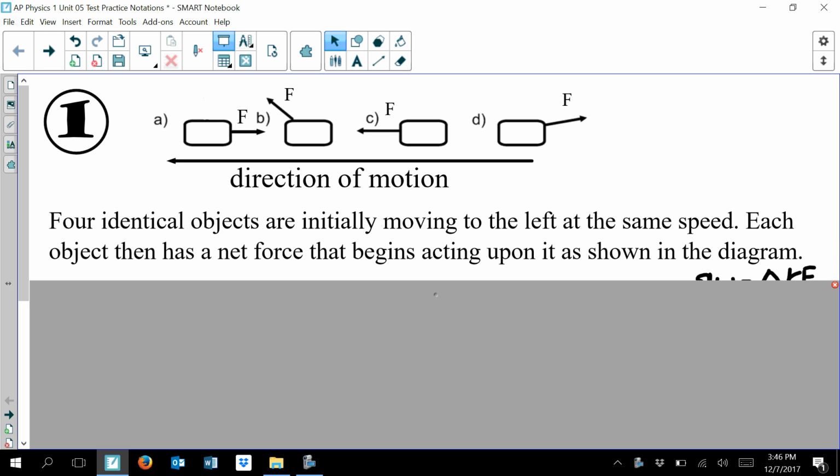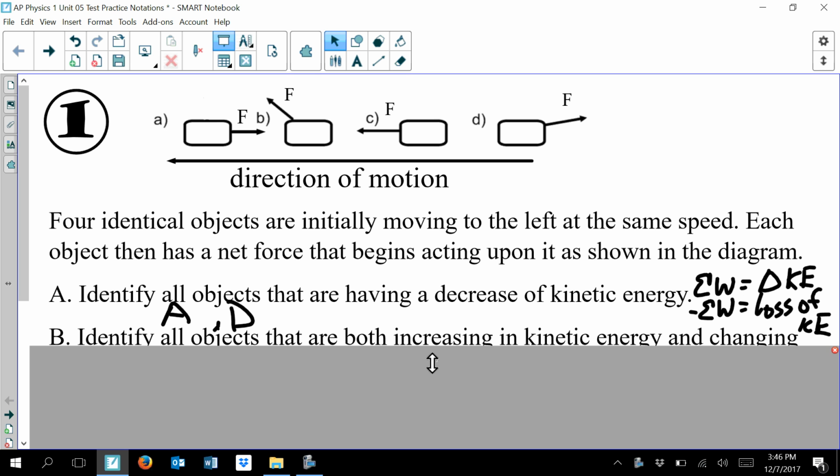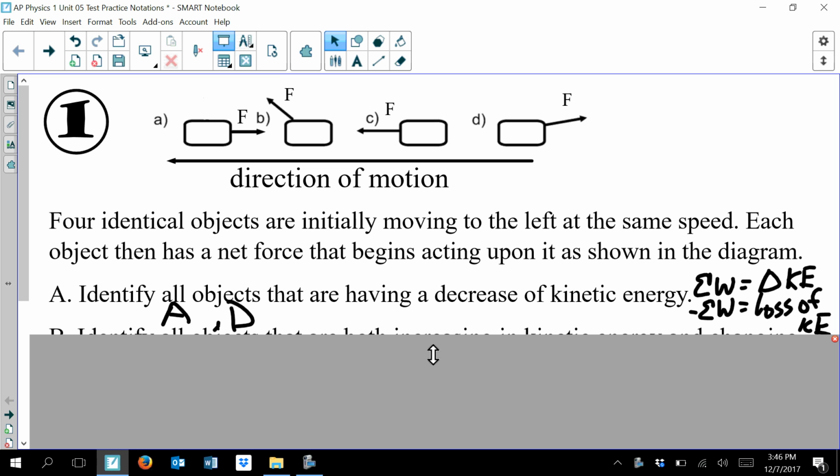So for this first one, we've got 4 identical objects that are moving to the left at the same speed and have net forces. The first one says to identify all the objects that are having a decrease in kinetic energy. Well, if we take a look at the net work, that is equal to a change in kinetic energy. So as long as I have a negative work being done by that force, that results in a loss or a decrease of kinetic energy. The only ones that have that are letters A and D. They both have forces that are at least somewhat in the opposite direction of the direction of motion.